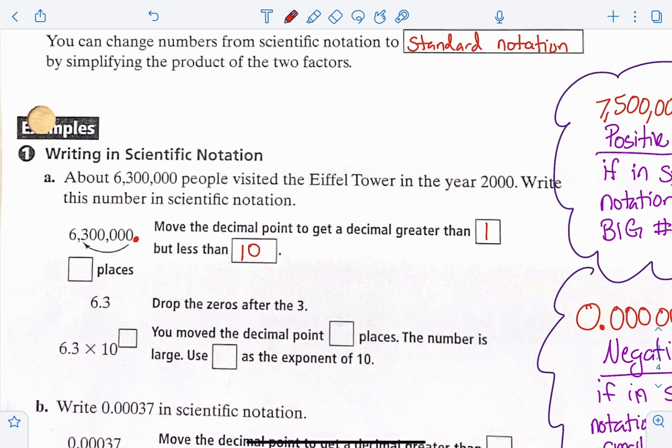So I'm going to move it between the 6 and the 3 so that I get 6.3. So I'm going to move it 1, 2, 3, 4, 5, 6 places so that I get 6.3. And then my answer would be 6.3 times 10 to the 6th because I moved the decimal point 6 places, which means 6 is the exponent of 10. So I have 6.3 because those are my numbers at the front. I went until it was 6.3 because that falls between 1 and 10. And then I counted how many times I had to move my decimal to get 10 to the power of 6.